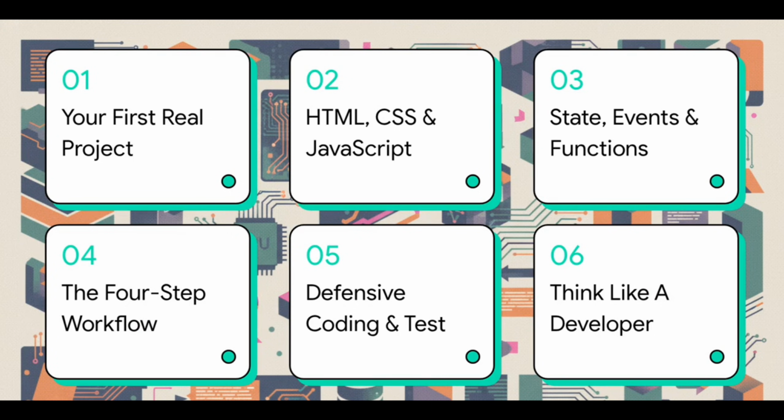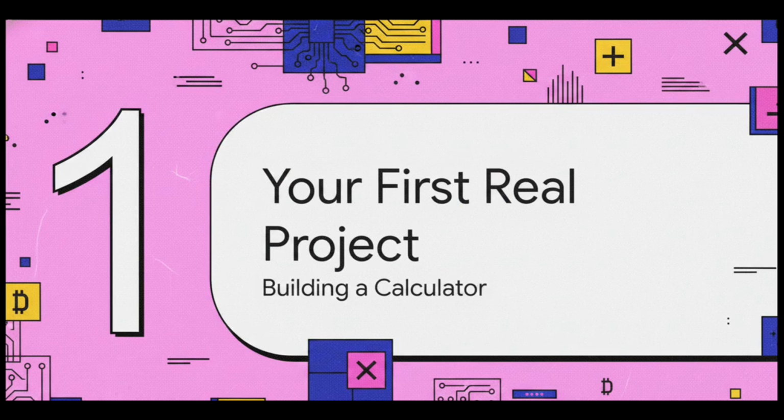Okay, let's jump right into our roadmap for today. We're going to be covering your first real project, HTML, CSS, and JavaScript, state, events, and functions, the 4-step workflow, defensive coding and testing, and finally, how to think like a developer. Let's get to it. Section 1.